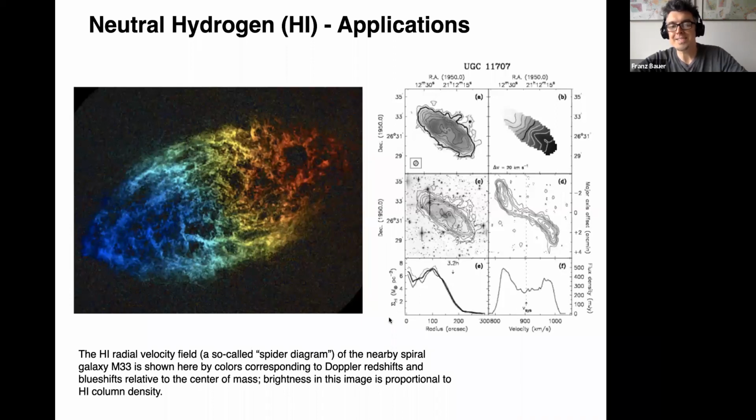This is the density of hydrogen. And so you can see that it sort of peaks here. And then this is color coded, this spider diagram, which is the inverse of this one. This is M33, this is UGC 11707, just to give it out. And then this is the overall emission of this galaxy.